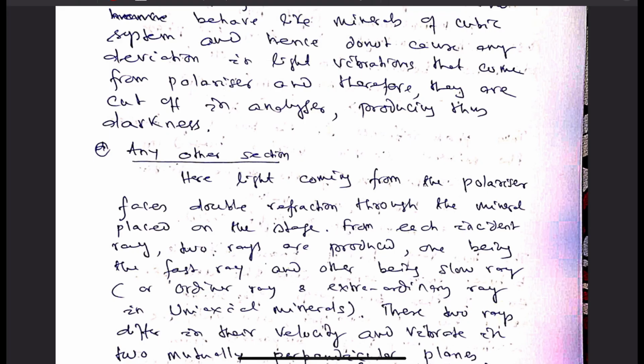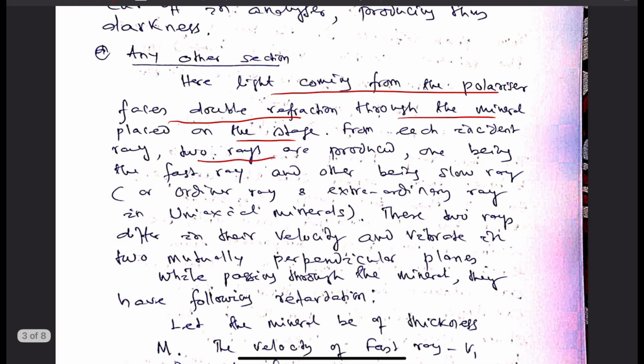So here there will be double refraction. Here light coming from the polarizer faces double refraction, and from a single incident ray two rays are being produced. One of them may be fast ray, other will be slow ray, or one of them will be ordinary, the other will be extraordinary. Ordinary and extraordinary come into picture when we talk about a mineral section that belongs to either tetragonal or hexagonal system. But fast ray and slow ray, the general term which is used for biaxial minerals, can be applied to uniaxial minerals.